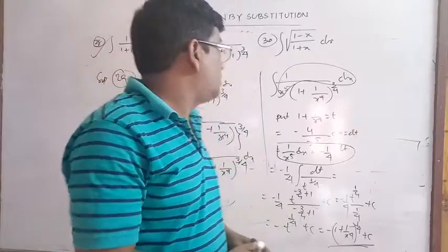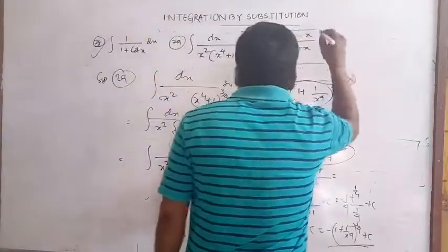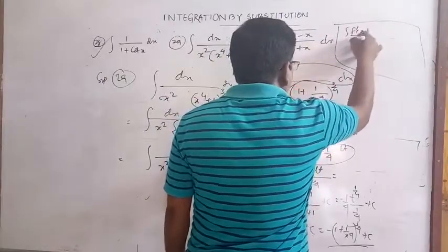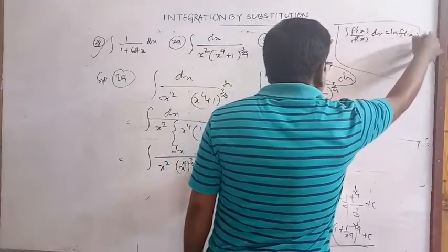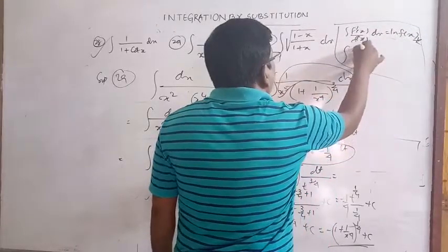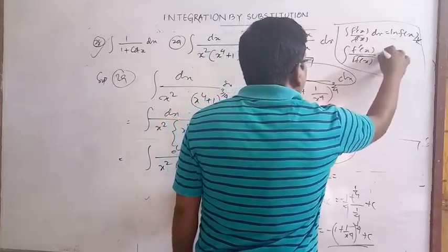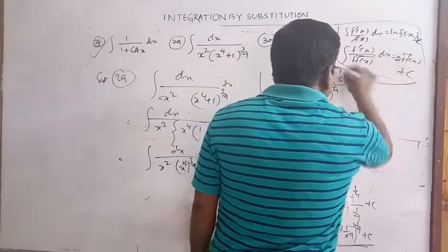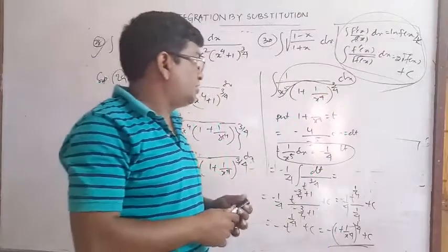But today's important main formula: the integral of f dash x by f x dx is equal to log f x plus c. This is important. And the integral of f dash x by root over f x dx is equal to 2 root of f x plus c. This formula is very important in the chapter on integration.